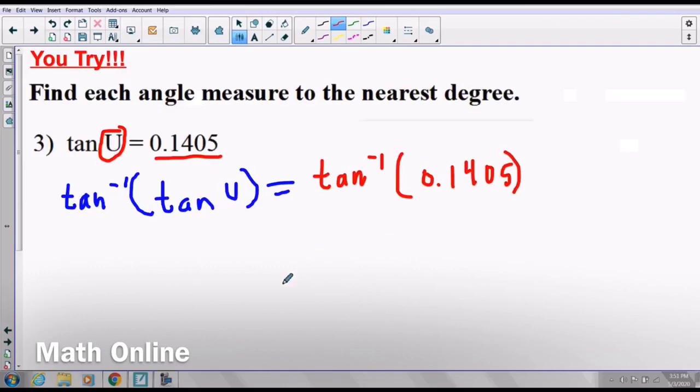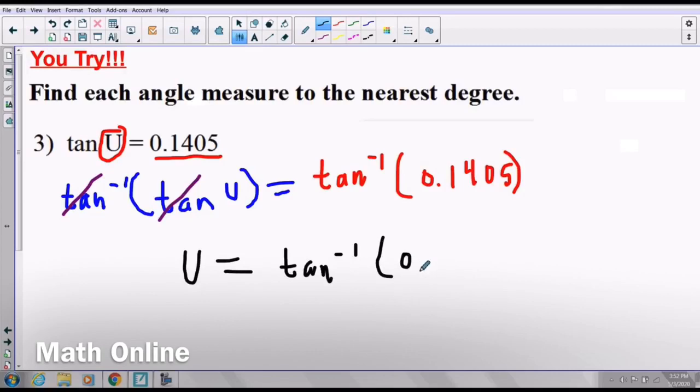There it is. Okay, so now that we have our equation all set up, we're going to start simplifying. So on the left hand side, we can see that the inverse tangent and the tangent will simplify each other out. Once again, why does this happen? Because they are inverses of each other. Okay, so therefore they will cancel out, and we're going to be left with U equal to inverse tangent of what ratio? Well, 0.1405. All right, there it is.